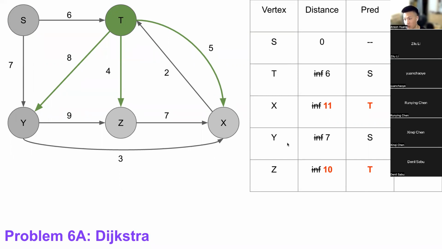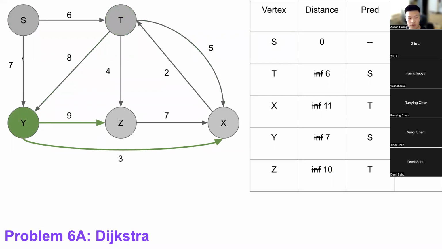And notice how we don't update Y here. That is because the path from S to T to Y would be 14. But since the current path to Y is shorter, we don't update it. So we're going to pick the next shortest path. And I think this is what Runying was alluding to earlier. This is the next path we explore. Now we go from S to Y, because that's the next possible shortest path. And then we're going to see if we can update our values.